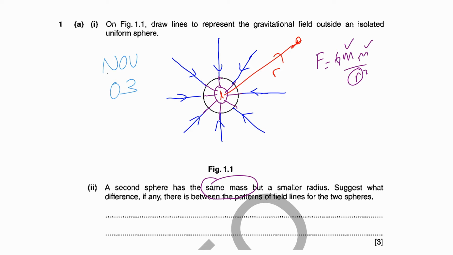So how do you put it in words? You can say this. The number of field lines will remain the same. But the lines will be closer near the surface of the smaller sphere.